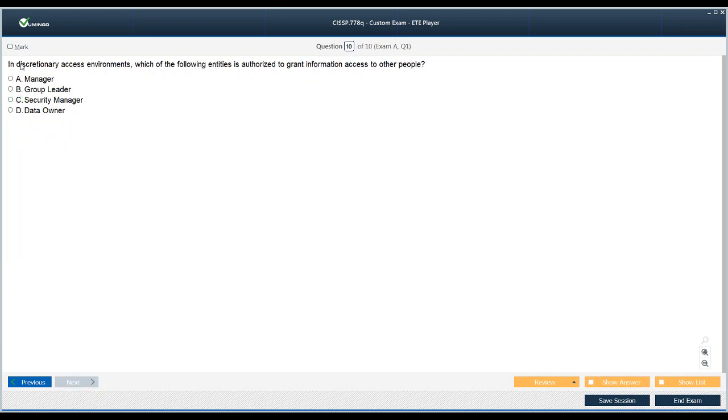So the last question, in discretionary access environments, which of the following entities is authorized to grant information access to other people? Who is going to make decisions about who is going to have what kind of authority, the permission on the information assets? A manager, a group leader, a security manager, or rightly the data owner? So this is the option. They have the authority and the duty actually to identify and do this activity.